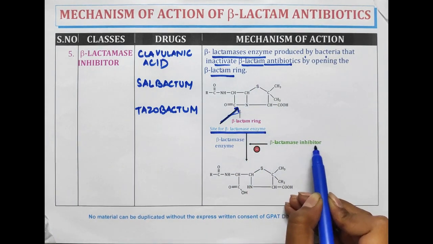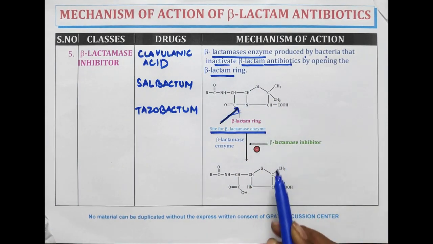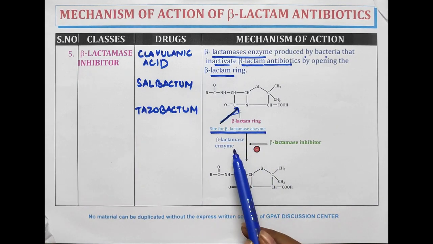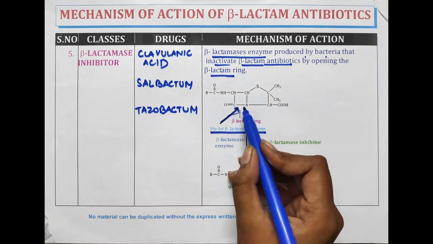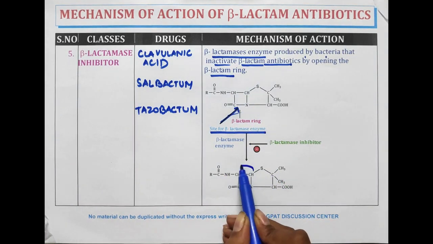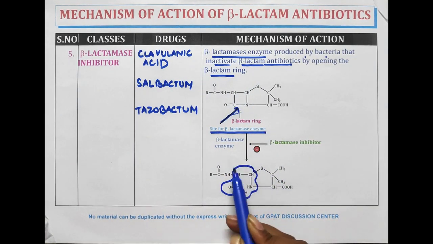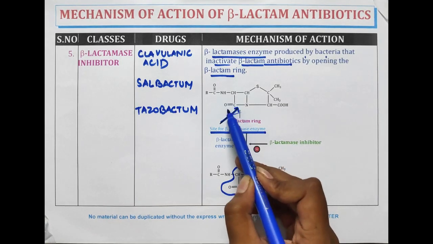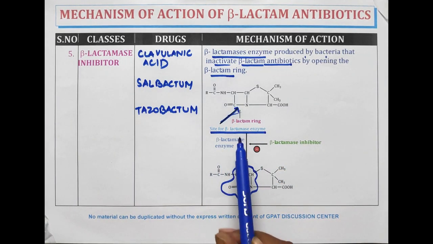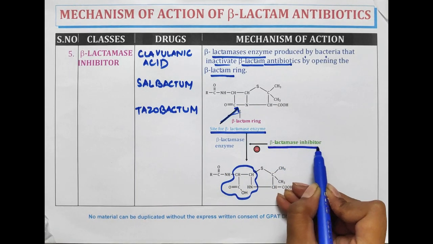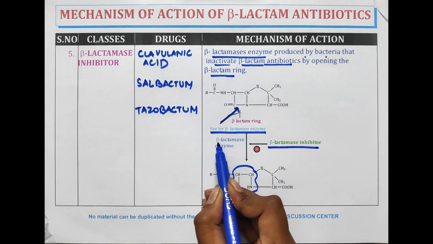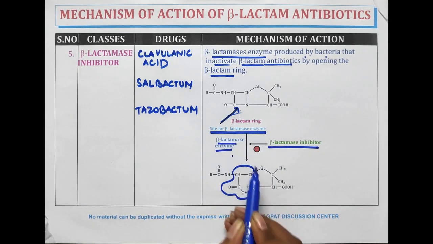When beta-lactamase inhibitors are given, this is the mechanism of action of the beta-lactamase enzyme: this beta-lactam ring is opened and forms this structure. This ring is opened by the beta-lactamase enzyme, which is produced by bacteria. When a beta-lactamase inhibitor is given, the enzyme beta-lactamase is inhibited and this structure is not opened.